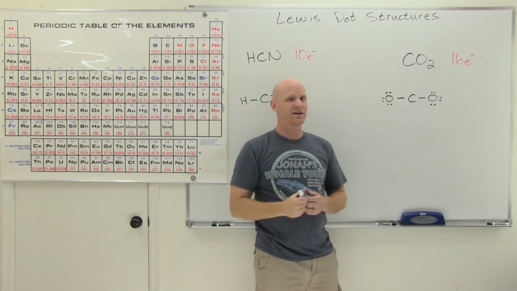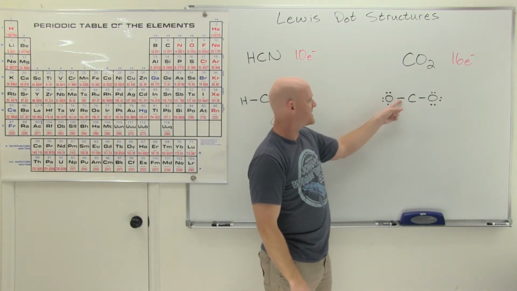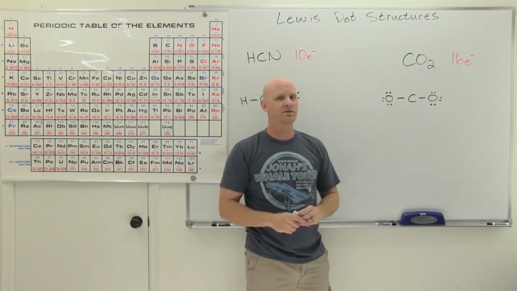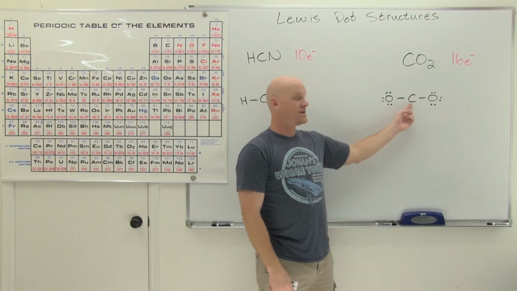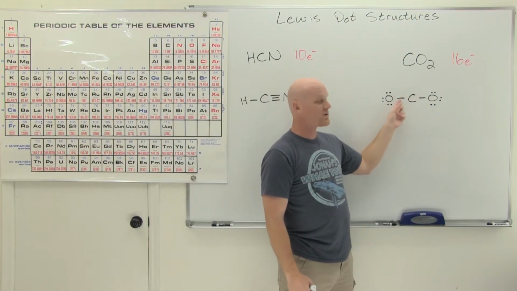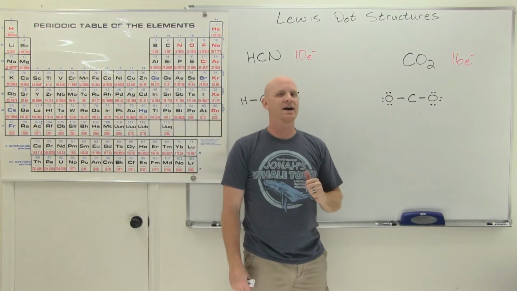Do we have any electrons left to give carbon? Well, 2, 4, 6, 8, 10, 12, 14, 16. Nope, we've used all 16 electrons up. And carbon's definitely not happy. That's my next question. Is carbon happy? No, he's only got a total of 4 electrons around him. He wants 8. So somebody next to him is going to have to share.